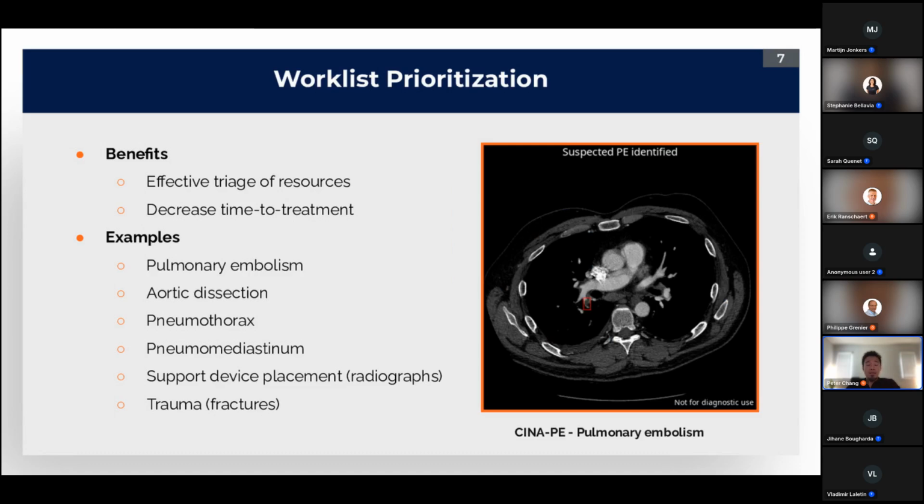Perhaps pulmonary embolism is one of the most popular examples of this type of application, to quickly identify patients with acute PE and triage for potential intervention. You might also imagine similar key interventions that are available to repair an aortic dissection urgently, or to insert a chest tube in a patient with pneumothorax, or even to readjust or maneuver existing support devices if a particular endotracheal tube is too deep into the airway, or a central line is not deep enough into the central vasculature.